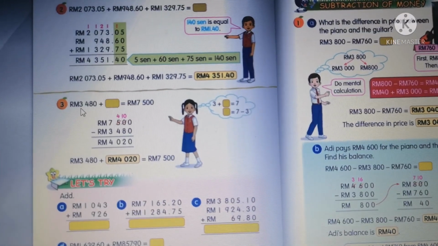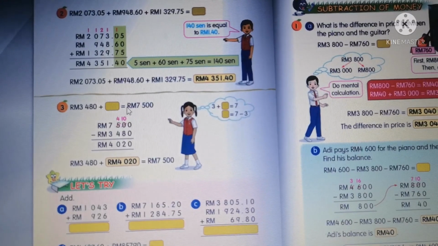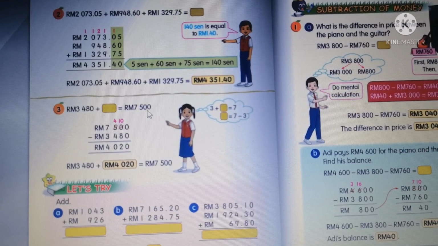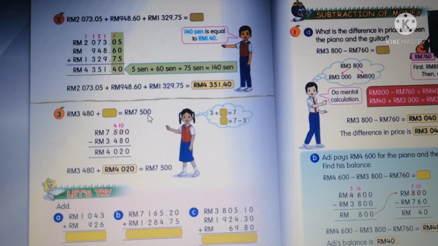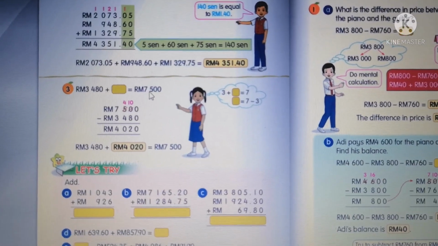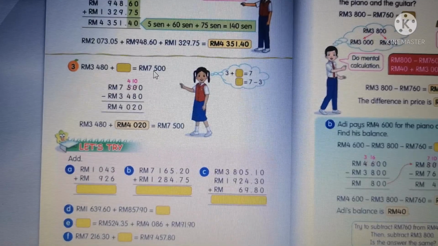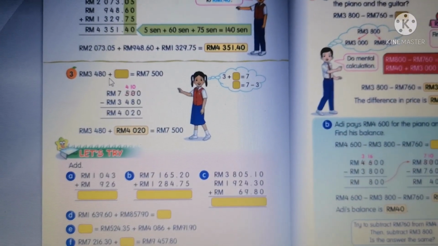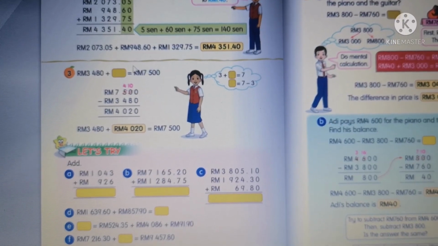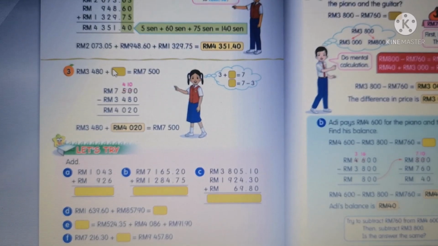RM 3,480 plus, they didn't give you the number here, equals to 7,500 ringgit. You can either pronounce it as 7,500 ringgit, or RM 7,500. Faham? So if like this, what you have to do, they give you the number in front, they didn't give you the number in the middle, they give you the balance. So what you have to do, you have to minus in order to get the answer.